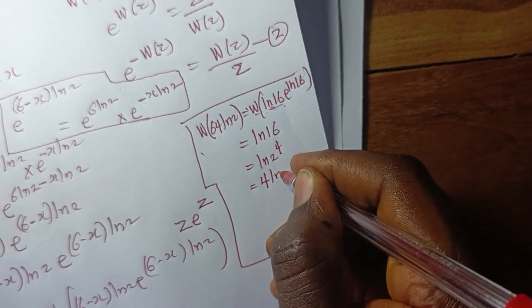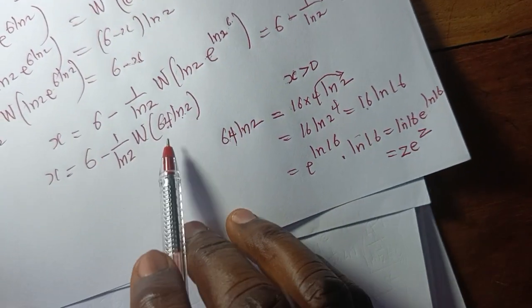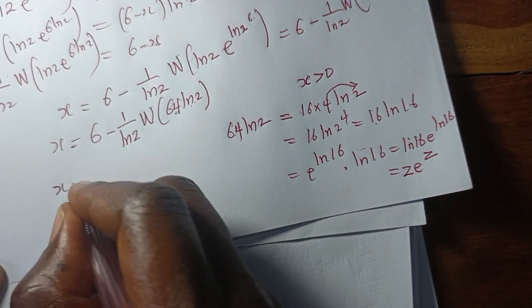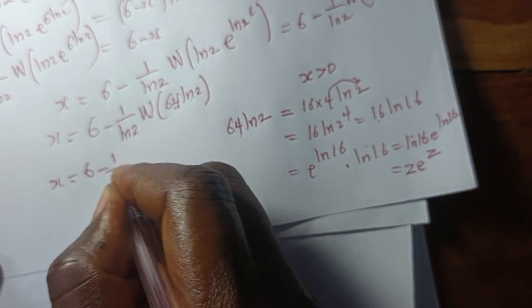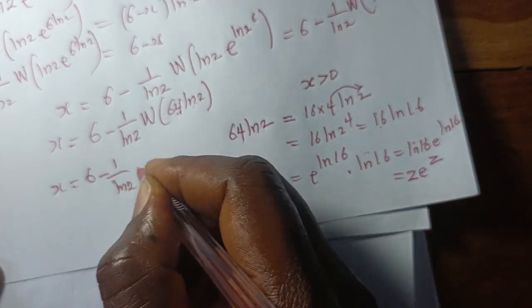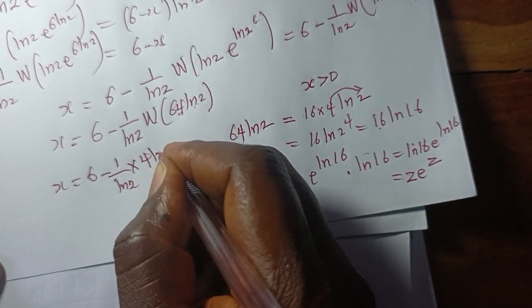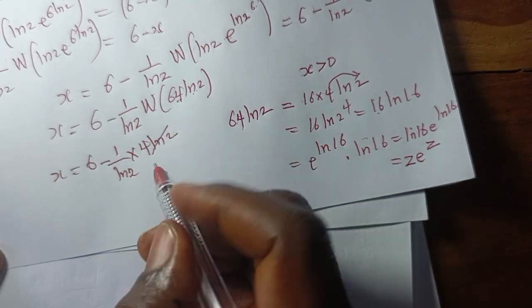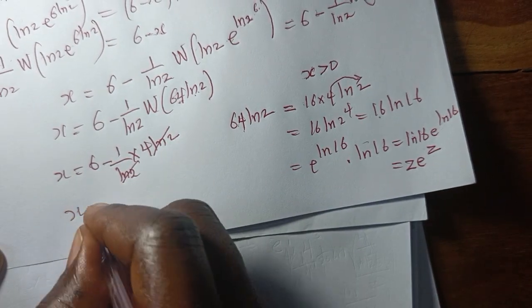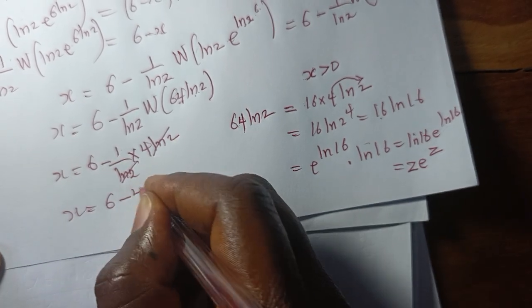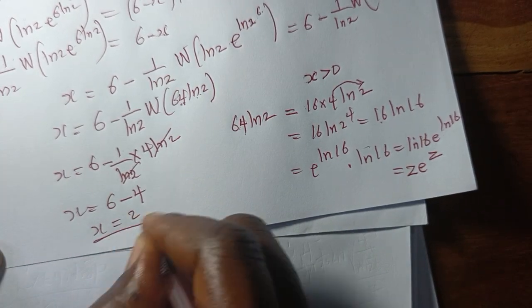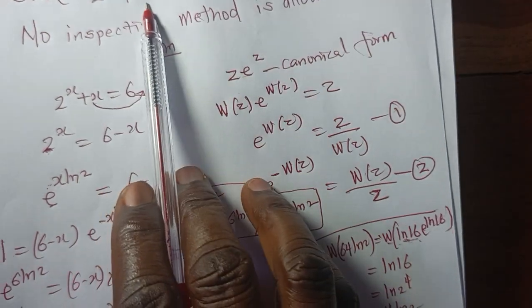So ln 16 can be written as ln 2 raised to power 4, which is equal to 4 ln 2. Therefore the result we obtained here will now be, we have x equals 6 minus 1 over ln 2 multiplied by 4 ln 2. So this ln 2 will cancel out. So we have x equals 6 minus 4, which will give us 2. So therefore x equals 2. Without the inspection method, we are able to get the value of x to be 2.